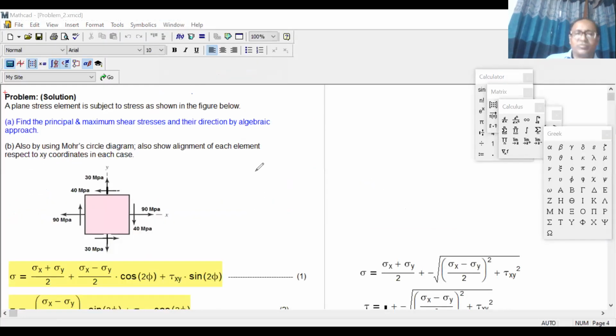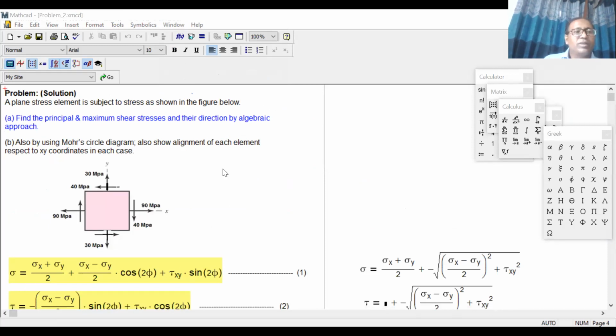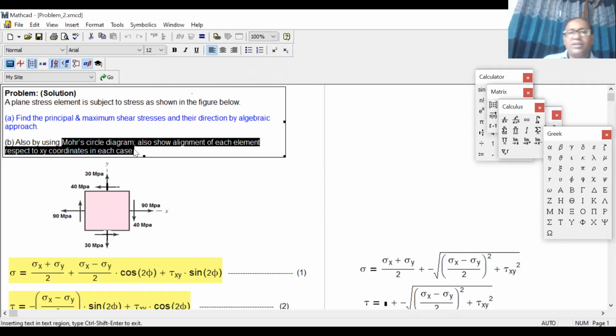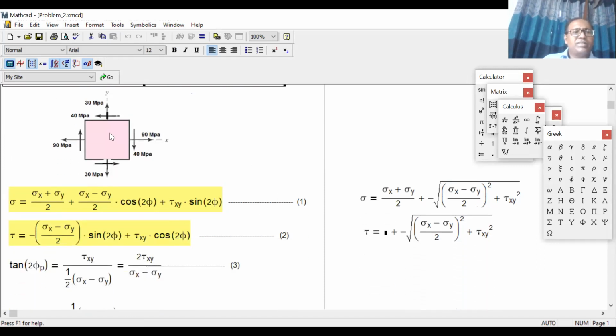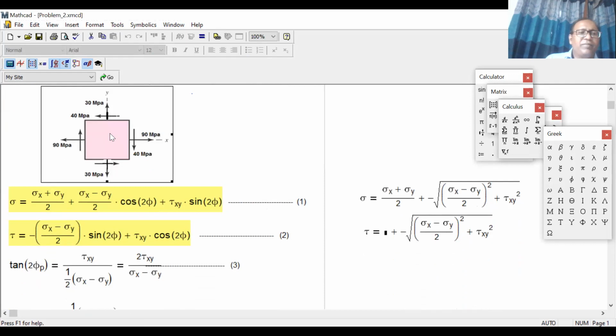This is problem 2. In problem 2, you find the principal and maximum shear stress and their direction by the algebraic approach. Using the Mohr circle diagram is a different thing; we'll discuss it later on. You also figure out the alignment or direction of each element with respect to the xy coordinate. So this is our plane stress element.